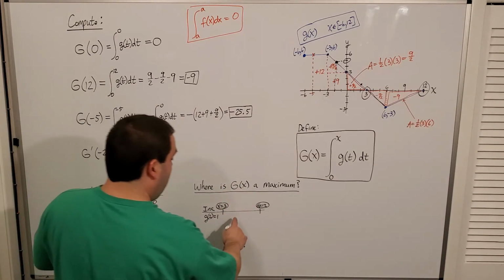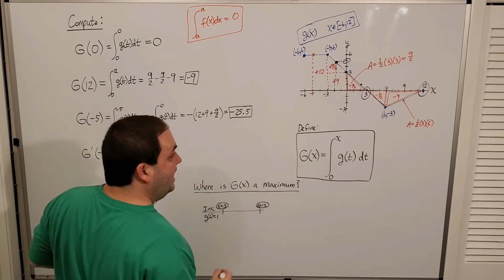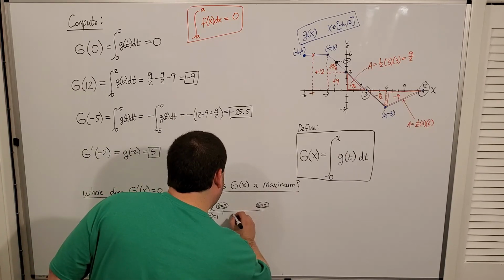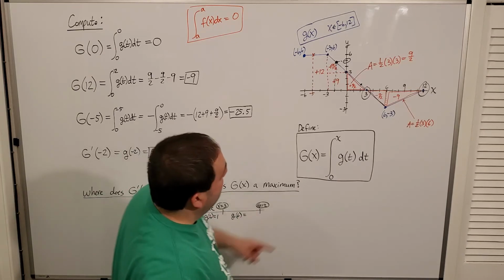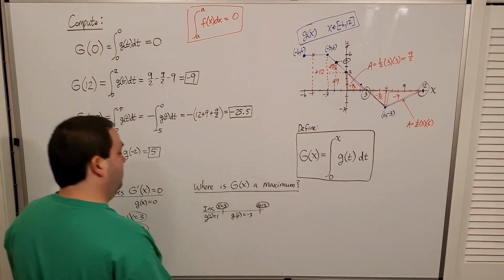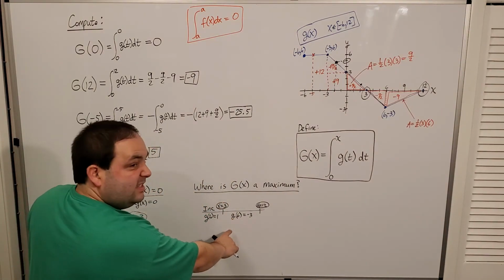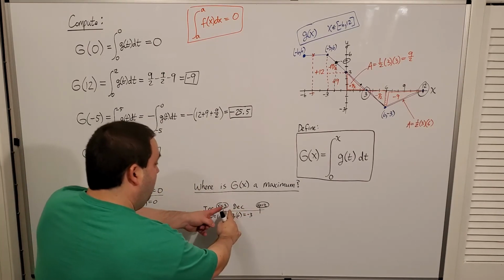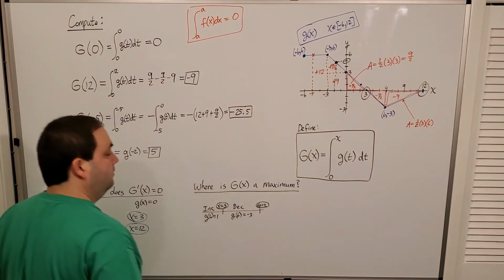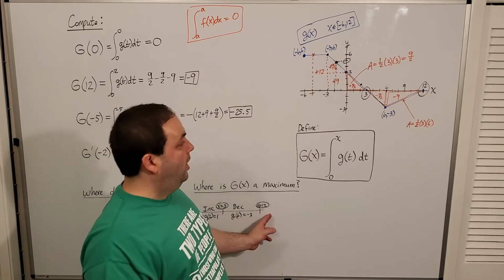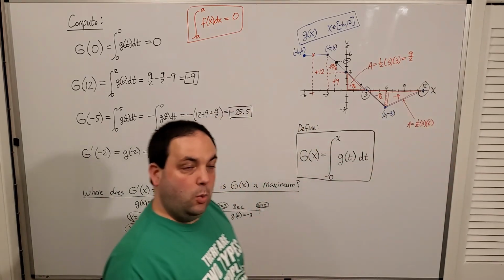Next, between 3 and 12, pick any number you want, right? Any number you want. How about little g of 6? Little g of 6 is negative 3. The derivative is little g. It's negative. This is a decreasing region between here and here. Guess what? There is no past 12, right? The function stops at 12.